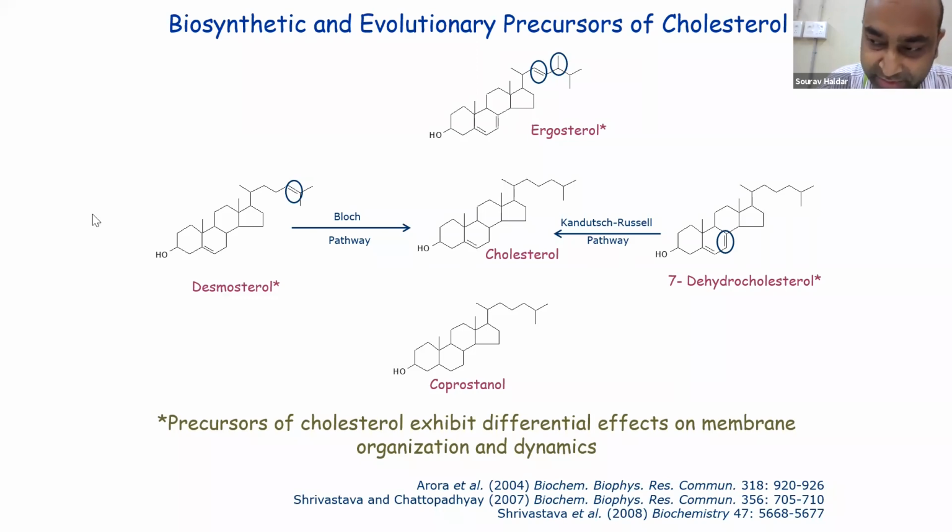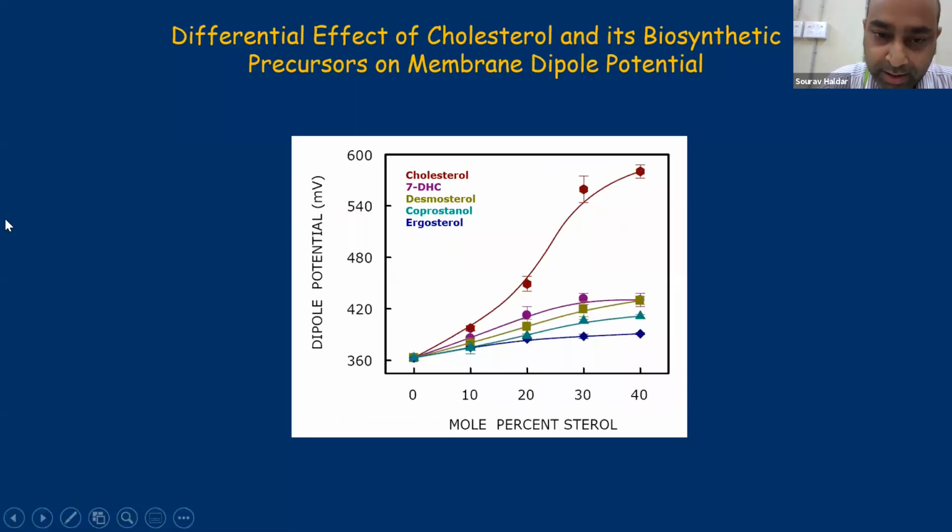And one of those is a form of membrane potential called dipole potential. Without going into much detail about what dipole potential is and how it is exactly measured, what has been found is that cholesterol has a very profound effect on this form of membrane potential compared to its immediate precursors. That is 7-dehydrocholesterol, desmosterol, coprostenol, and ergosterol, which is a sterol analog that is found in lower eukaryotes like Drosophila, for example.